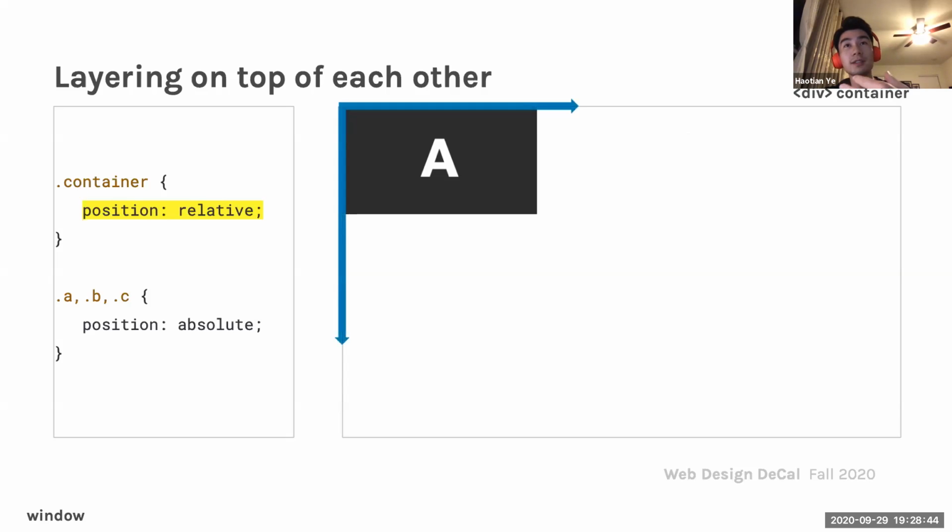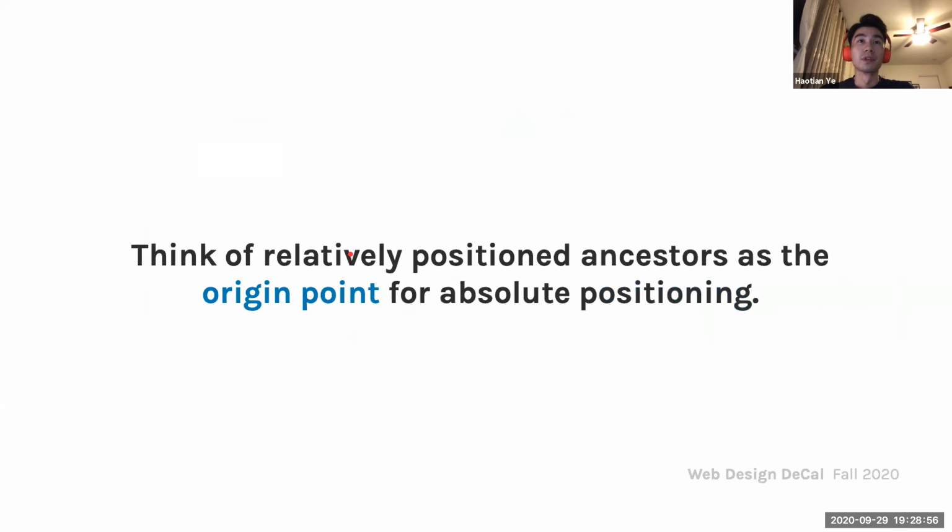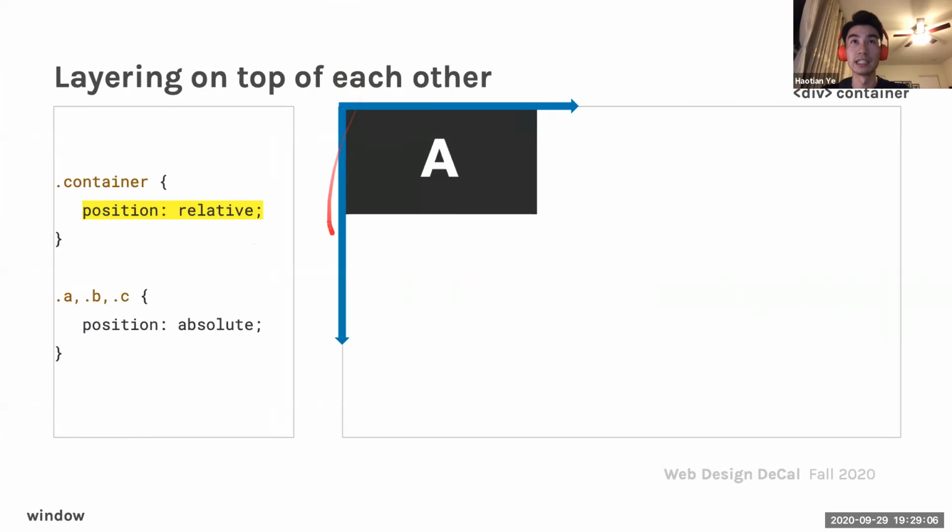And again, this is based off of the offset. Relative is based off the offset of what we said, which, we didn't have an offset, so that's based off of where it's at currently. So you could think of relatively positioned ancestors as the origin point for absolute positioning. So with this slide, this is the origin point for absolute positioning. That's what absolute positioning will use as the offset.